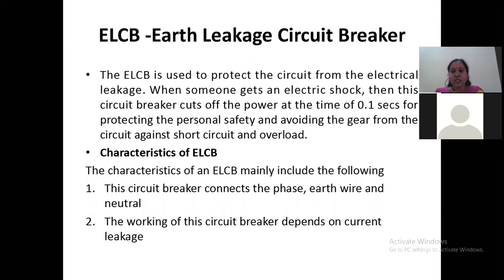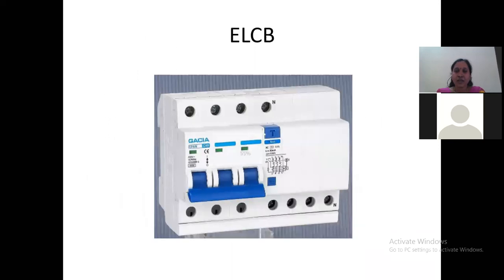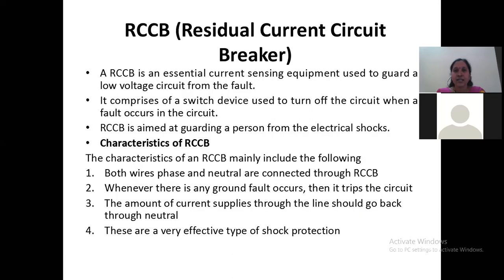The working of the circuit breaker depends upon the current leakage. So that limit will be there, the current limit will be there. When the current limit is exceeded, that is when the short circuit current is more when compared to the limit current, then automatically it is going to operate. So this is how our ELCB looks like. Next, RCCB. This is the RCCB.